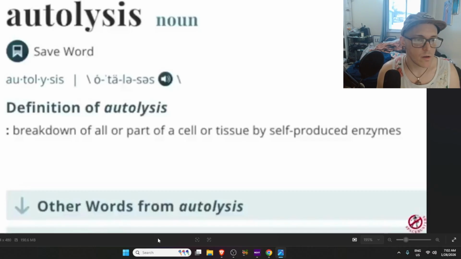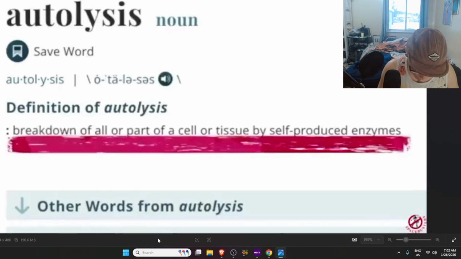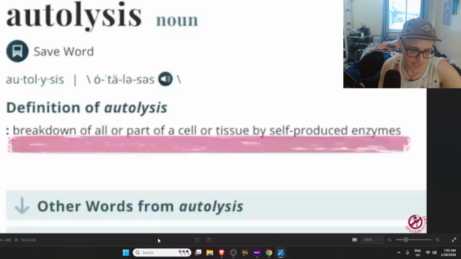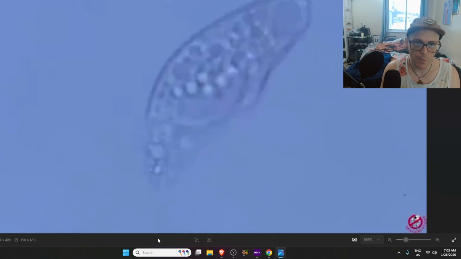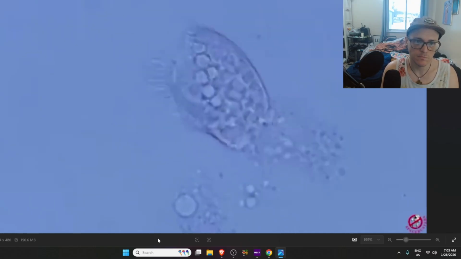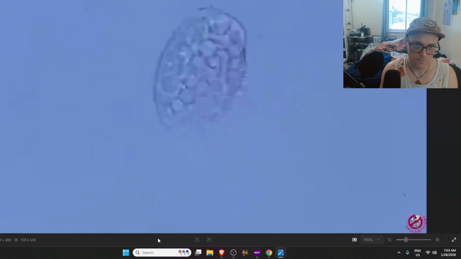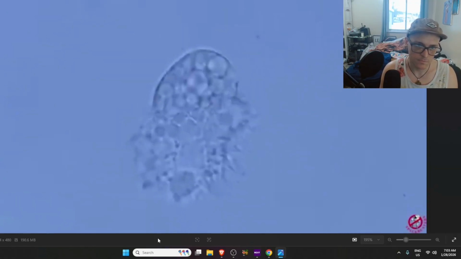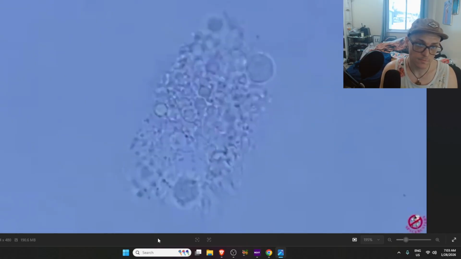In fact, we are all told about autolysis, the breakdown of all or part of a cell or tissue by self-produced enzymes from the dying cell, not viruses. Here is a single-cell organism, just like any of your cells, experiencing regular death. And as we see, it too naturally breaks down into millions of nanoparticles of dead cell debris as it dies and deteriorates. That's what dying cells do.